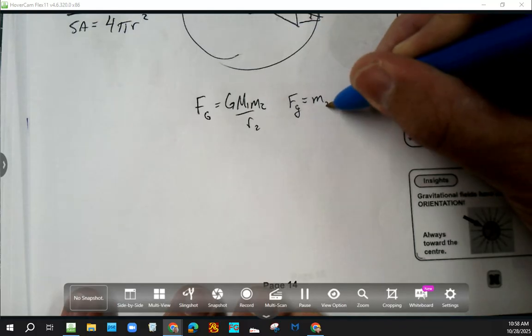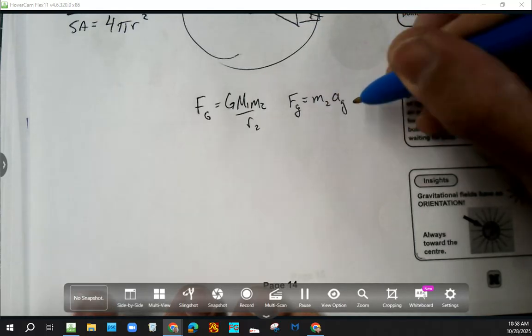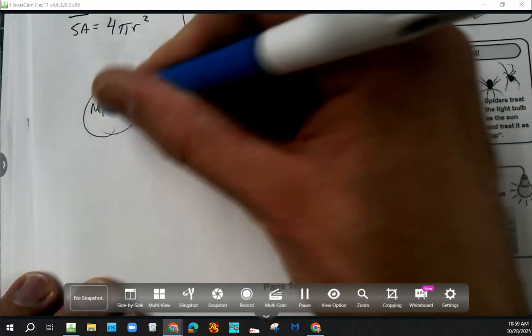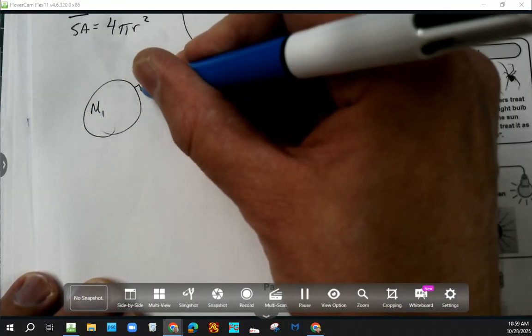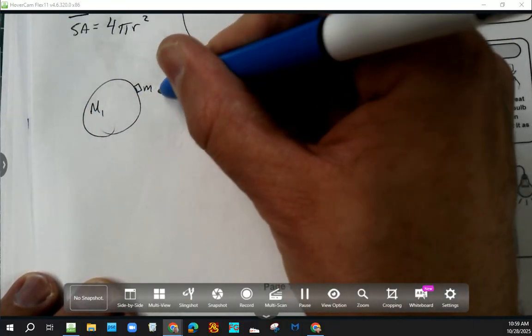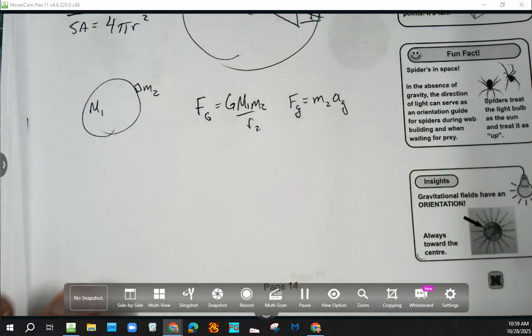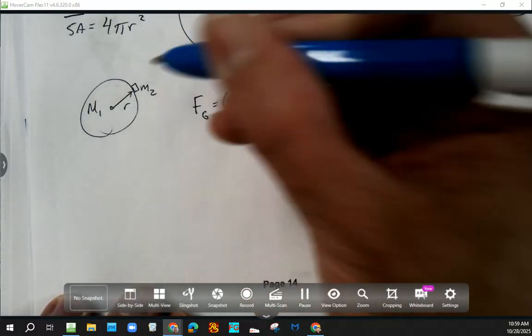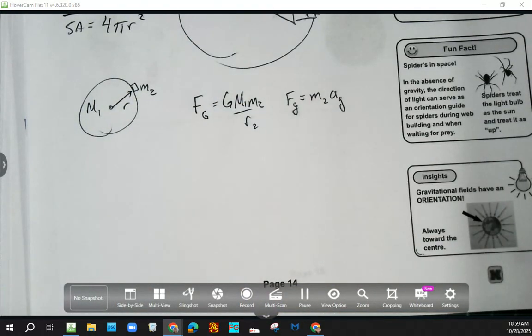So I'll just call it m2 times ag, where that's the little mass. If I'm on the Earth, we have the mass of the Earth called m1, and we might have an object sitting on the surface of the Earth. We'll call that m2. So if you're on the surface of the Earth, those two values should actually be equal to each other because we're a distance r away from the center of the Earth. And assuming that mass 2 isn't enormous, its height is going to be negligible, right? So the r value isn't really going to be impacted by the height of the object.